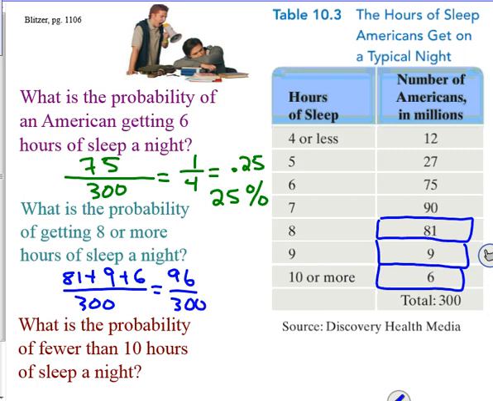And if you do the math, you could get 0.32, otherwise known as 32%. So 32%, or almost a third of people in the US typically get 8 or more hours of sleep. If it just said more than 8 hours, we wouldn't have included the 81. It just would have been the 9 and the 6. What's the probability of fewer than 10 hours of sleep a night? Let's have you pause the video for a second and see how you want to approach that problem.